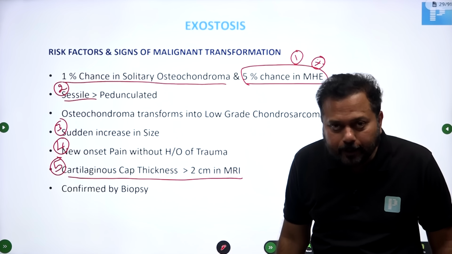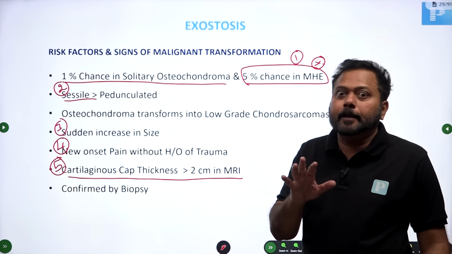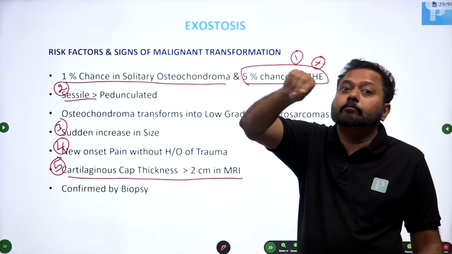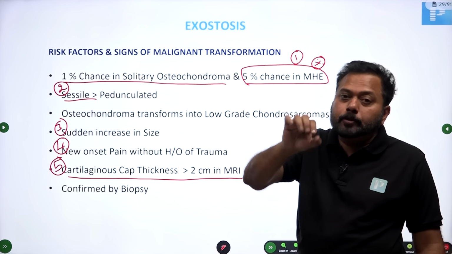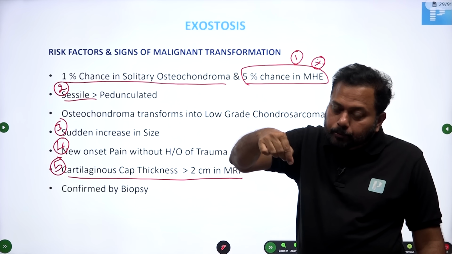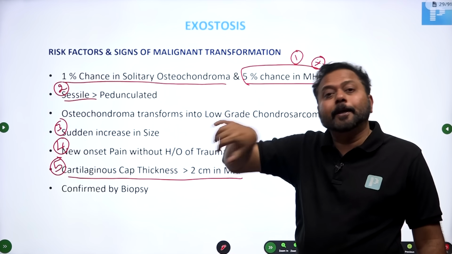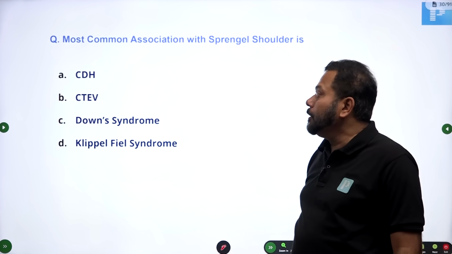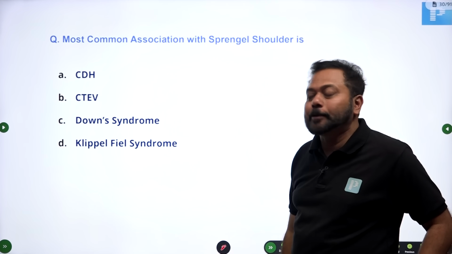What is the treatment of choice for exostosis? Extraperiosteal excision. Extra means you should take an excessive margin, not just the stalk. Just a few centimeters around the stalk should be excised. That's called extraperiosteal excision, the treatment of choice. Now we'll move on to the next question.